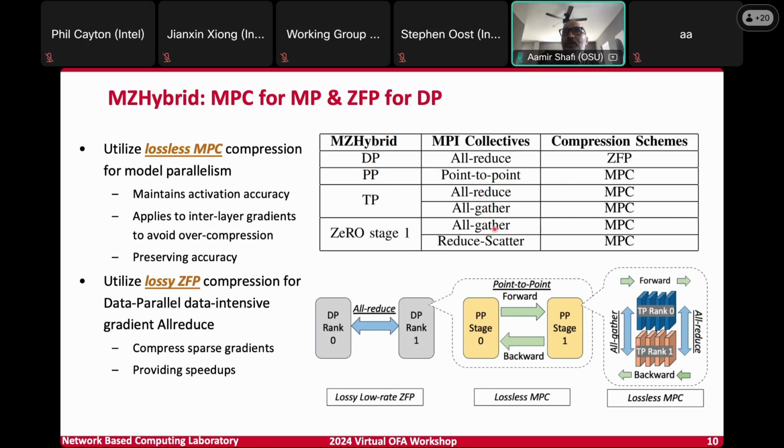And for ZeRO stage one, we are using all-gather and reduce-scatter. In this setting, we are using ZFP, which is the lossy compression scheme, for data parallelism, because here we can go a bit aggressive since we are just communicating gradients, and the nature of the data is that we will be able to sustain that loss. However, for pipeline parallelism, tensor parallelism, or ZeRO stage one, we are utilizing a lossless compressor called MPC.